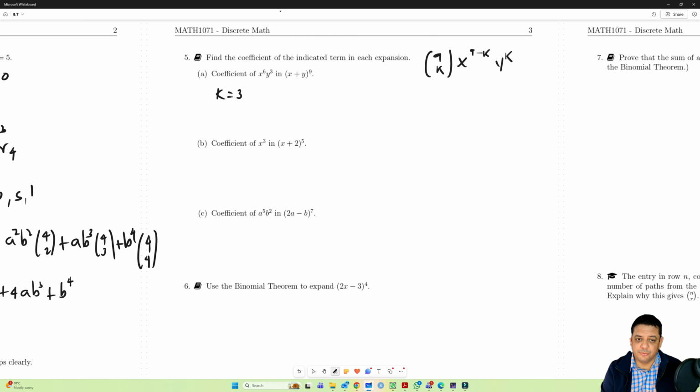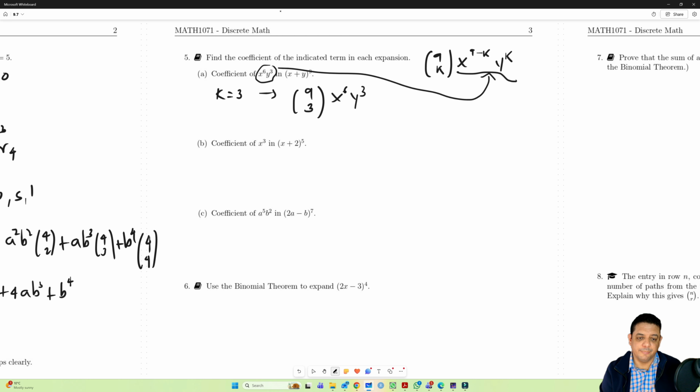And so if k equals 3, the coefficient is 9 choose 3. Because that's going to give me here x to the 6, y to the 3, right? Comparing this to this. That's what we do. And so now 9 choose 3 is going to be 84. You can calculate that with your calculator. But the procedure then is the same.